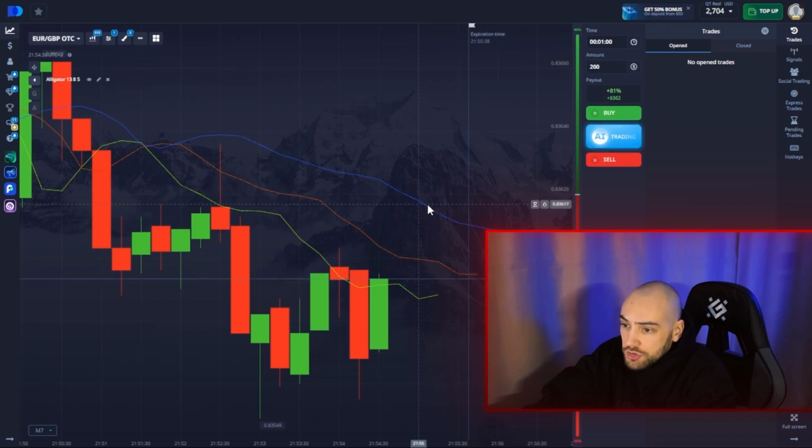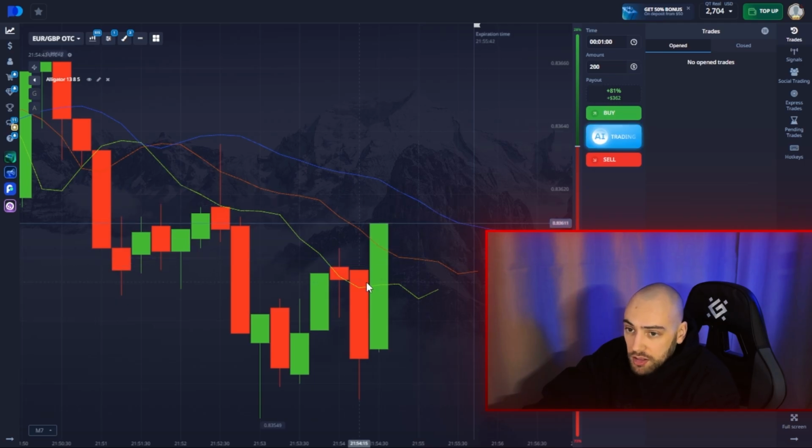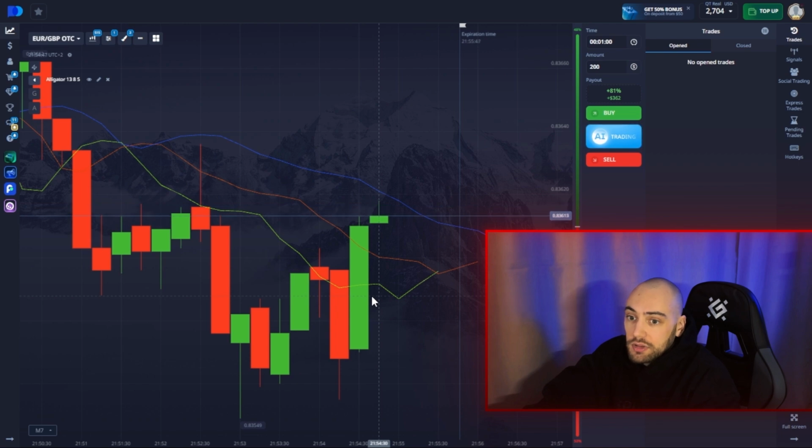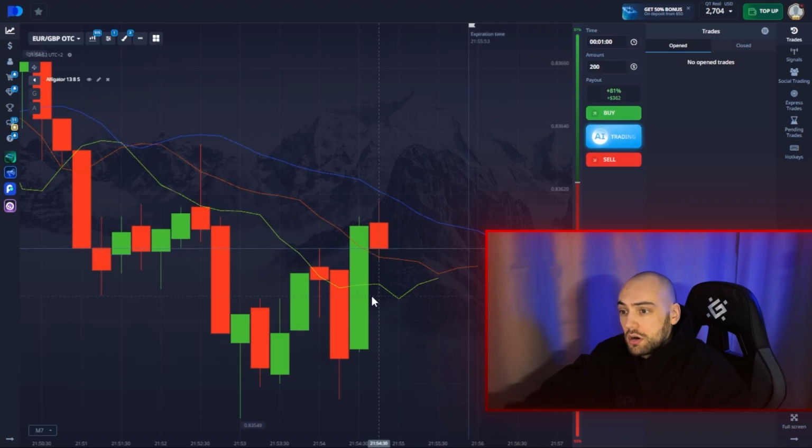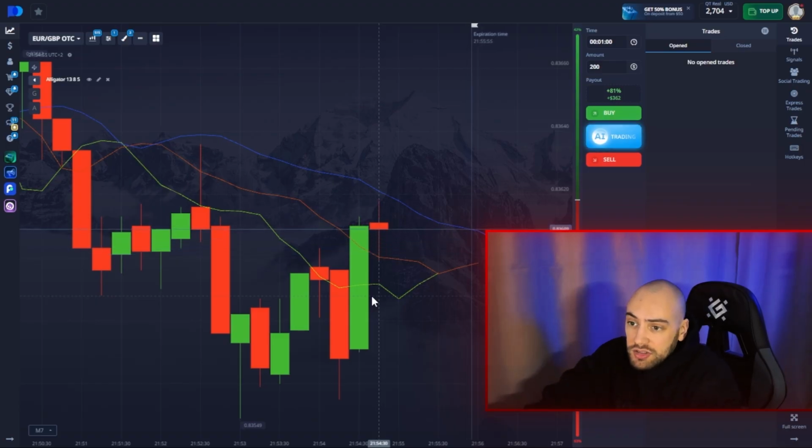Here's the blue line, often called the jaw. That's the slow line. So the red line called the teeth, that's the midline, and the green lips, that's the fast line. So to explain as simply as possible, when the lines are intertwined, the market is chaotic. It's not best to enter.